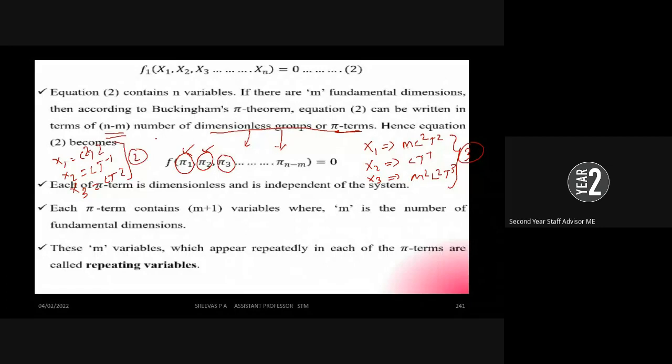And one more condition is there. Each pi term contains m plus 1 variables.